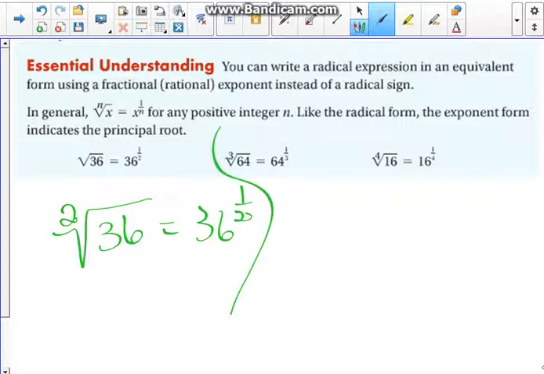And then look at the next one. We have the cubic root, so that's 1/3 to be a cubic root, and 64.